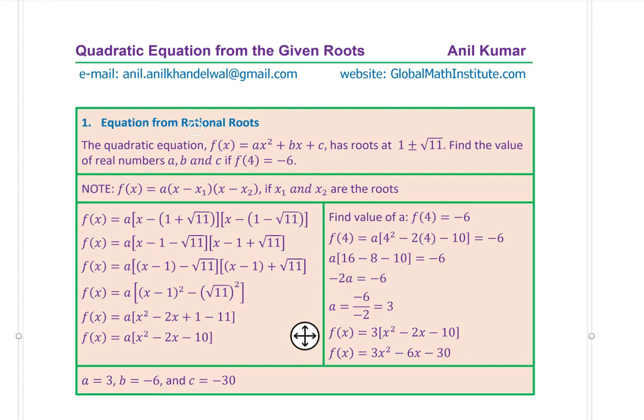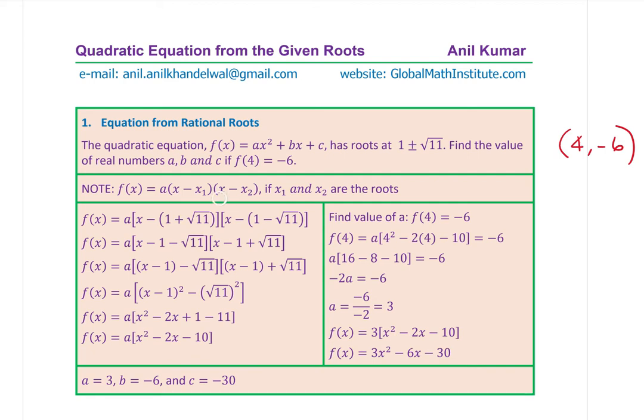So let's take up example 1 in which the function is given to us which has two roots, one at 1 plus square root of 11, the other one at 1 minus square root of 11. We're also given a point here. When we say f of 4 equals minus 6, it means that this function passes through the point which is (4, minus 6). And that gives you a very specific equation.